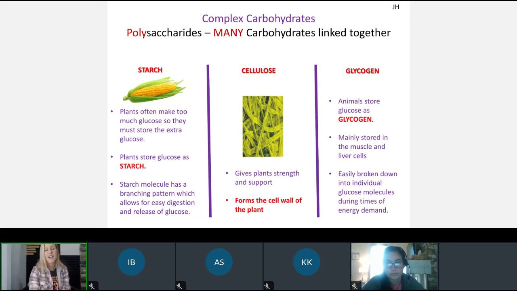So polysaccharides. I made this easy for you because I dissected it, kind of. We had monosaccharides, which are one sugar, and disaccharides, which are two sugars. Now we get to polysaccharides. We've already said that saccharides are sugars, so we know it's what? But what does poly mean?